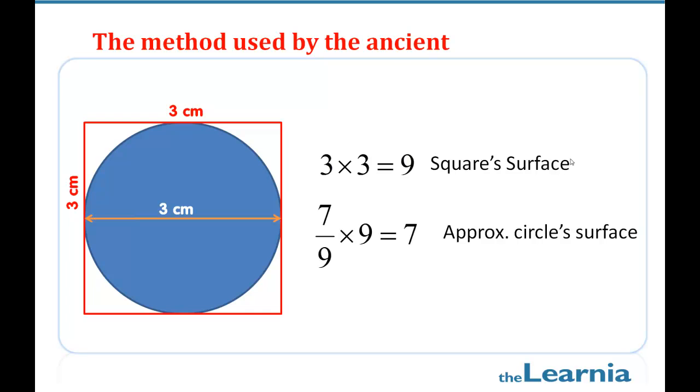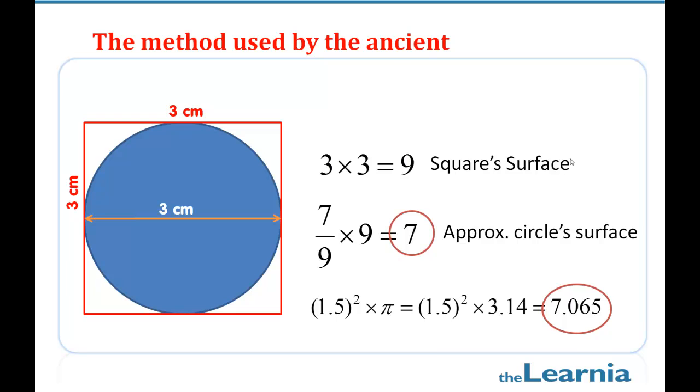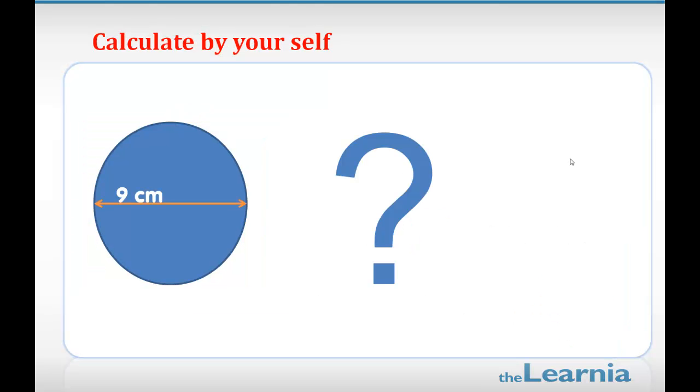We say approximate, but let's try to remember what was the surface that we got with the accurate method. It was 7.065. See the difference? It is even less than 1% error. Now, you have one thing to do: calculate in your head the surface of the circle whose diameter is 9 centimeters. See how easy it is?